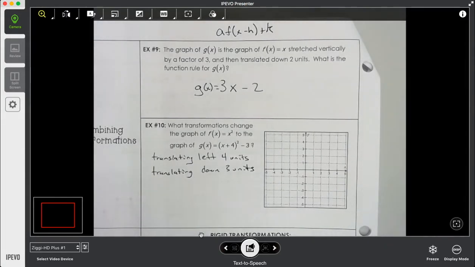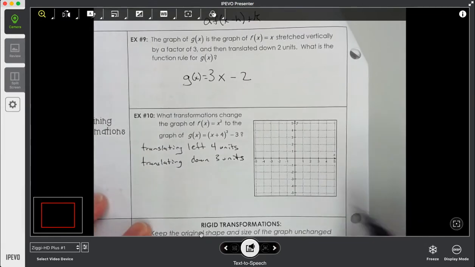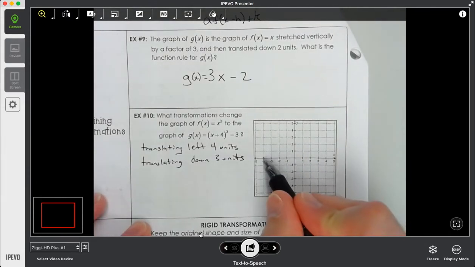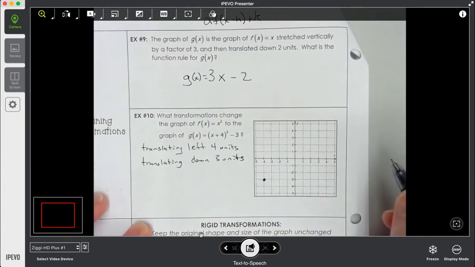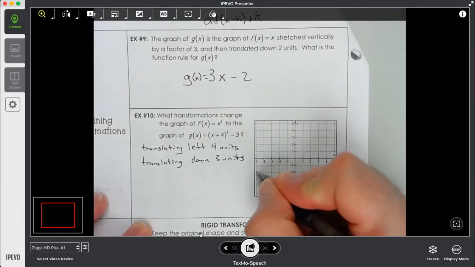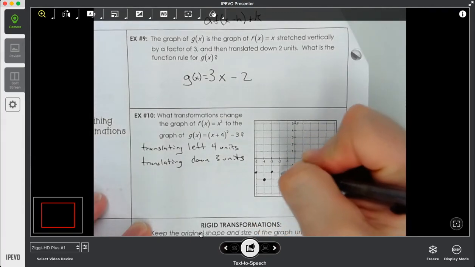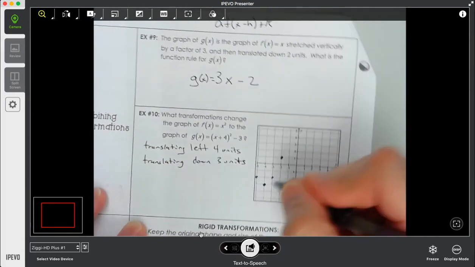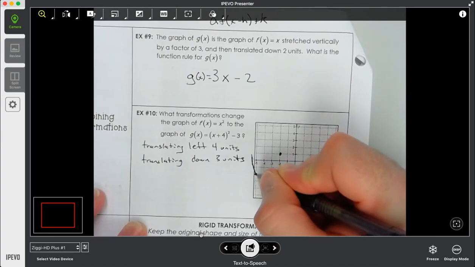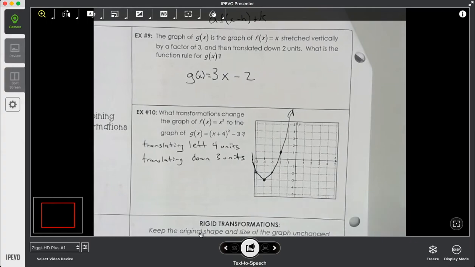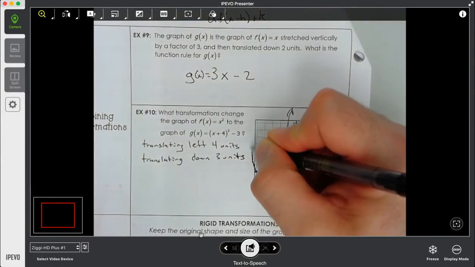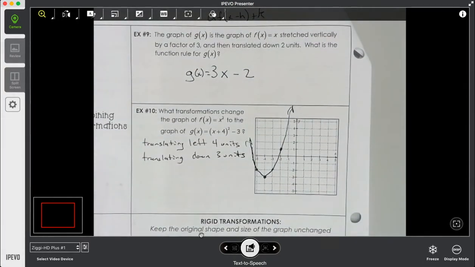If you wanted to, you could also graph this to help you figure it out. I'm just going to graph our final answer so you can see what this would look like. We're translating left 4 and down 3, so my vertex is going to be at (-4, -3). And so here is what my parabola would look like. It's continuing up over there, but it's off the graph.